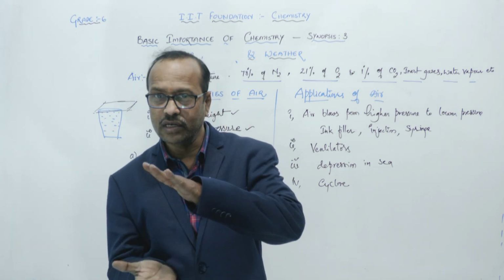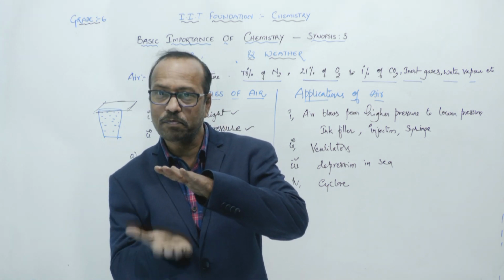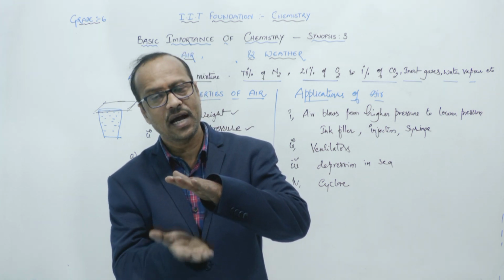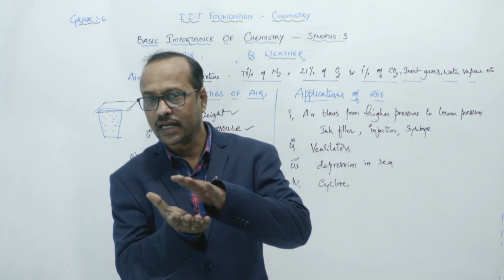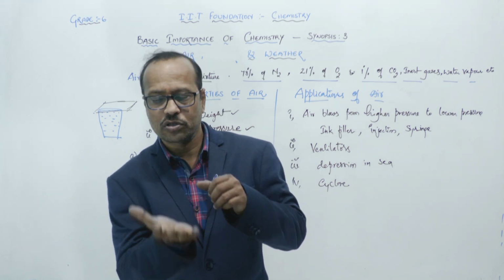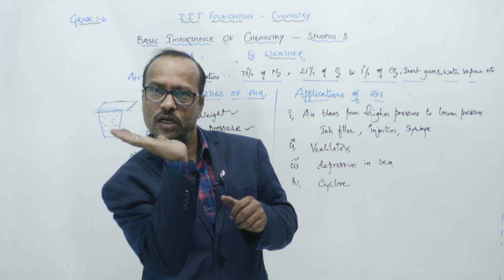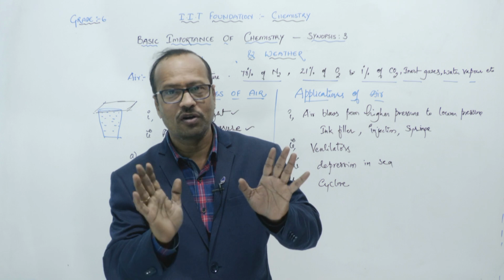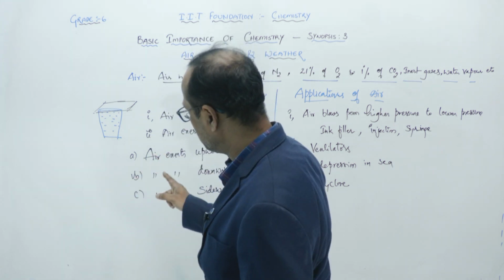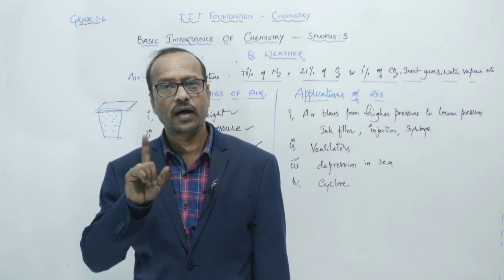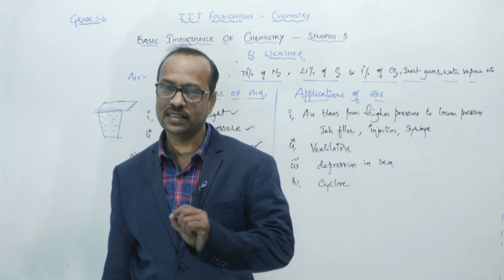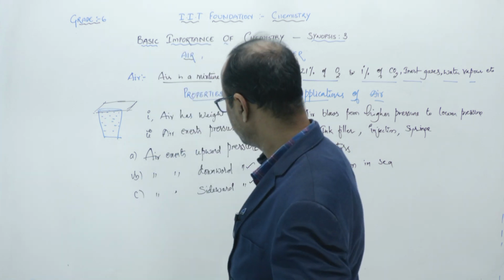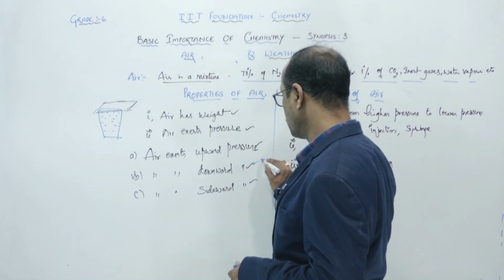Why? Because the air is exerting the pressure upwards. So the air exerts the upward pressure, and due to that the water does not fall. This upward pressure is holding the paper upwards, so the water does not fall. So this is an example to show that air exerts upward pressure. Clear? Now next one is, air exerts downward pressure also.